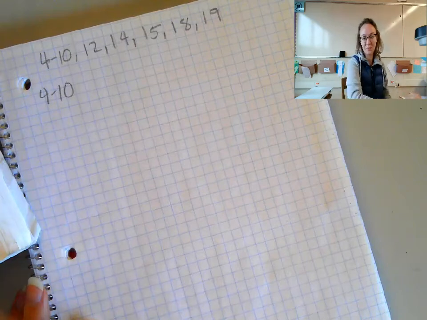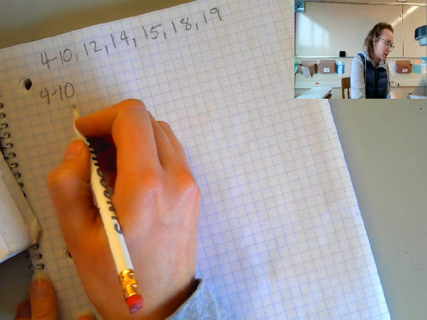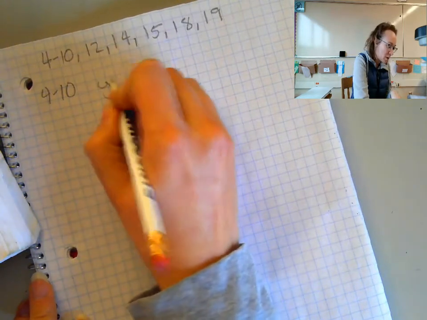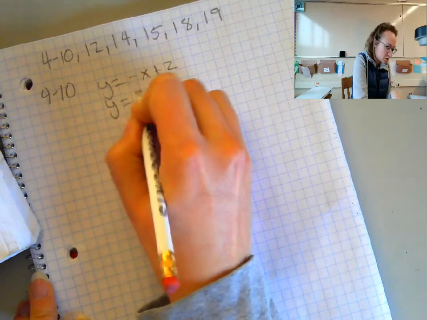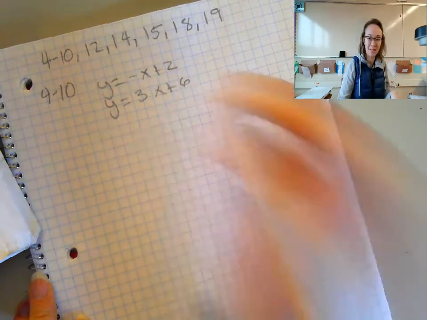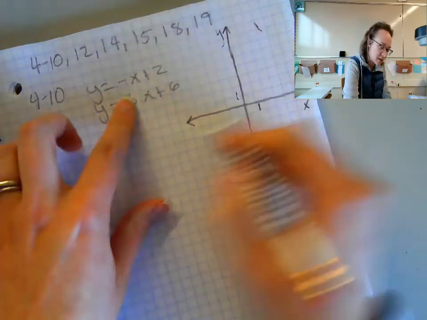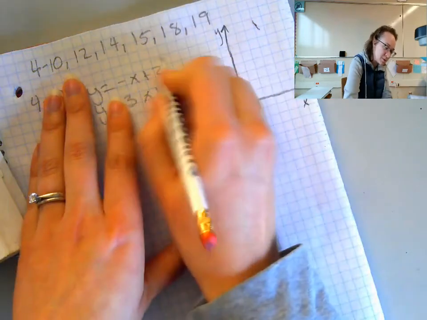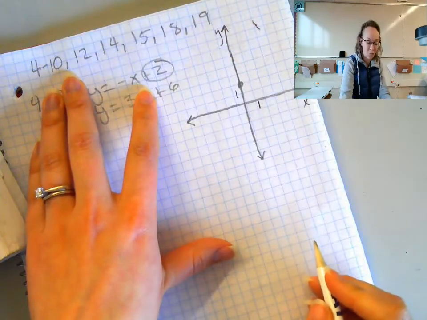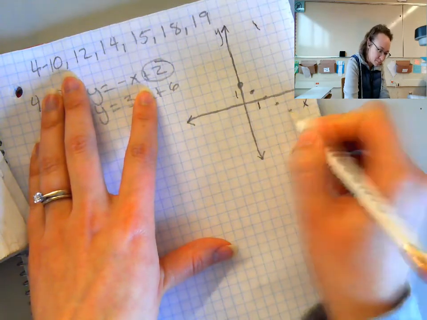This is the first problem set for Chapter 4, starting with problem 4-10, where you are graphing the system y equals negative x plus 2 and y equals 3x plus 6. I'm going to start with negative x plus 2. The y-intercept would be 2, because that's my b value. My slope is negative 1, so I go down 1 over 1.